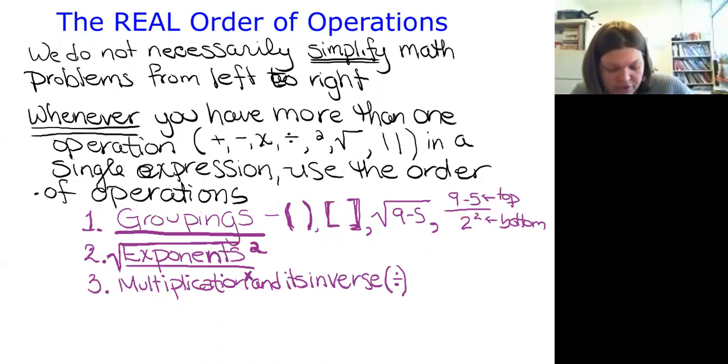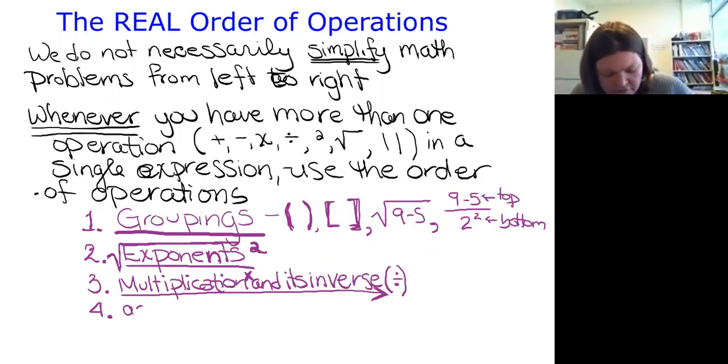And so it's important to know that since multiplication and its inverse are part of the same step, if you see both of these happening in the same problem and there's a question of order, you should work them from left to right, which is my second problem with PEMDAS. Students who learn PEMDAS think that multiplication comes first and division comes second. That is not true. Multiplication and its inverse are the same step. So they're going to be worked from left to right if they appear in the same problem.